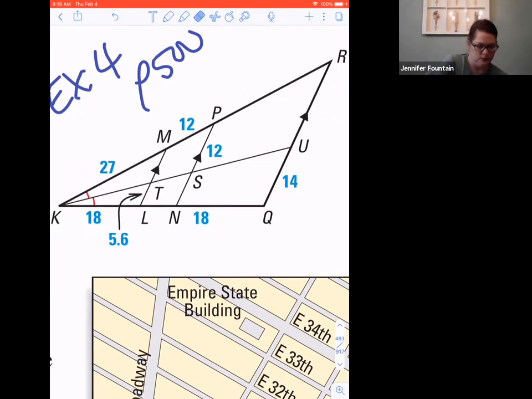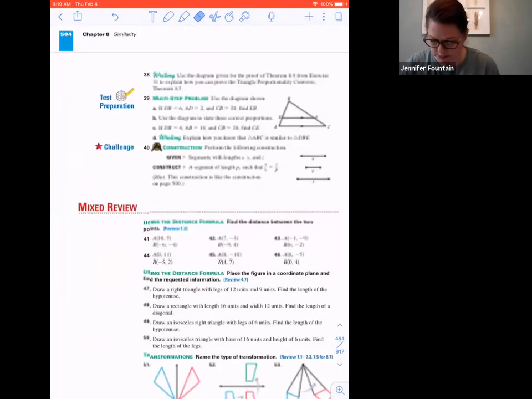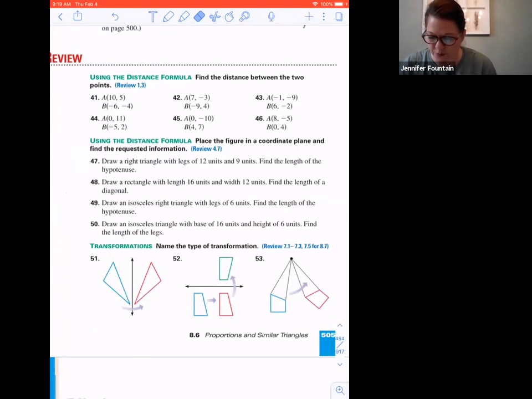Any questions? And then we've got mixed review on page 505, numbers 45 through 53. Let's take a look at those. Notice that for 45, I just gave you one of these. It's the distance formula. You're using the distance formula for number 45. And then number 47: place the figure in a coordinate plane and find the requested information. So you're going to need to graph these on graph paper for 47 and 49. You're going to draw your pictures and find the required information.